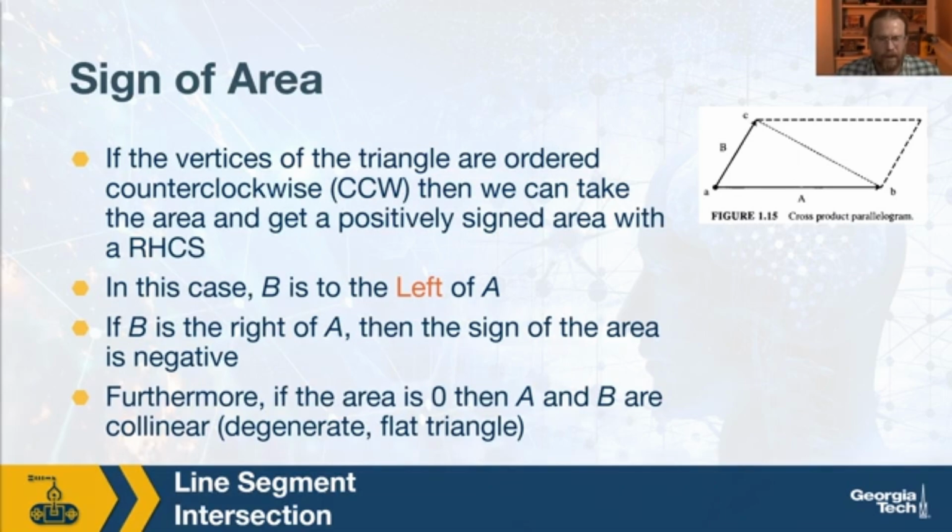And so we can think of this as being on the left or right side. From the perspective of A, if B is off to the left, like so, if you extend the edge as an infinitely long line passing through points A and B, then C is on the left side. But if C was on the right side, the result of A cross B would be negative.